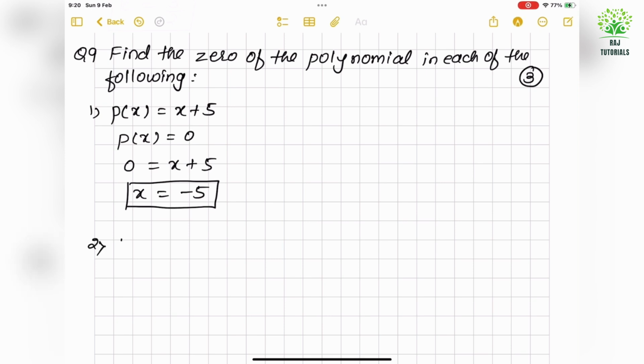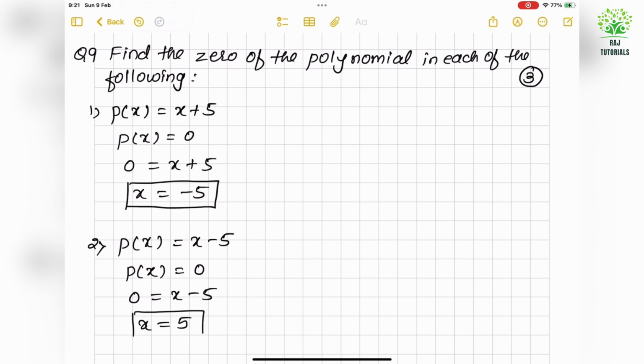Now second one says p of x equal to x minus 5. Here also the same thing, p of x equal to 0. So 0 equal to x minus 5. So x will be equal to 5. So x equal to minus 5 is the zero of the first polynomial and x equal to 5 is the zero of the second polynomial.